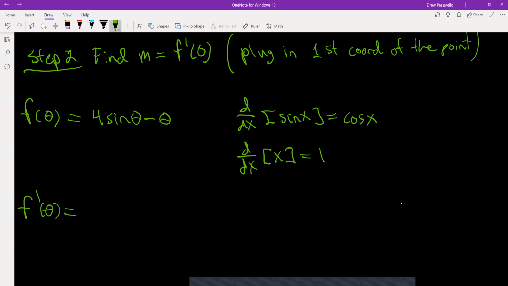So the 4 you factor out and focus on sine theta. Derivative of sine is cosine. So this will be 4 cosine theta. Derivative of theta is 1, right? Because that's the same as like if we had the derivative of x, it's just a different variable. Now that's the derivative.